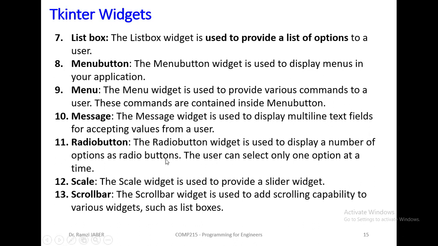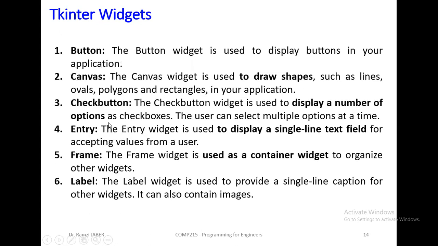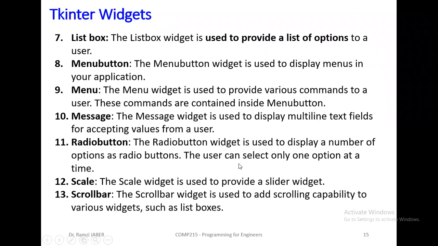We have also radio button. But here, what is the difference between check button and radio button? With check button, the user can select multiple options at the same time. But with radio button, the user can select only one option at a time. It's different because when you select, there is a small code to generate.